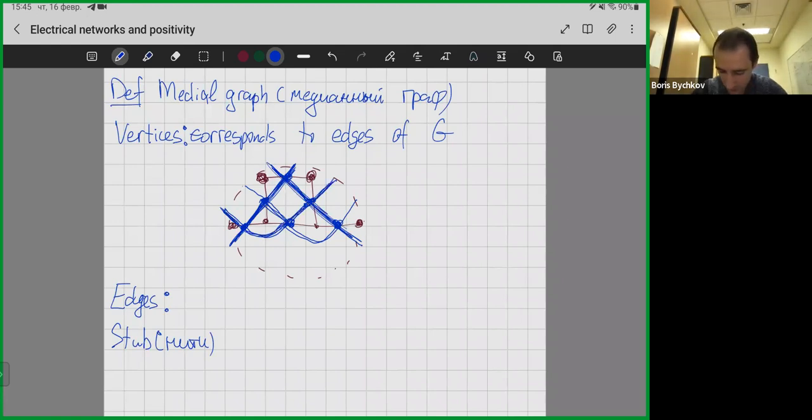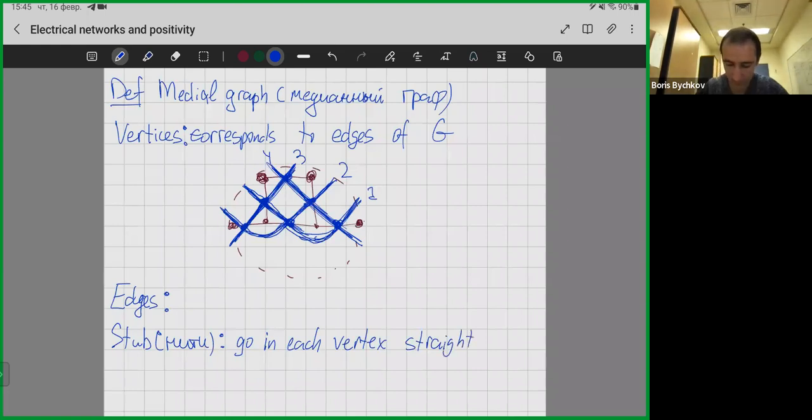So stubs are constructed as follows. We go in each vertex straight, and then we obtain these stubs. So here we have like 1, 2, 3, 4 of these stubs.